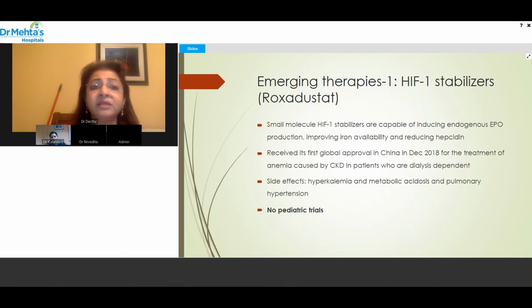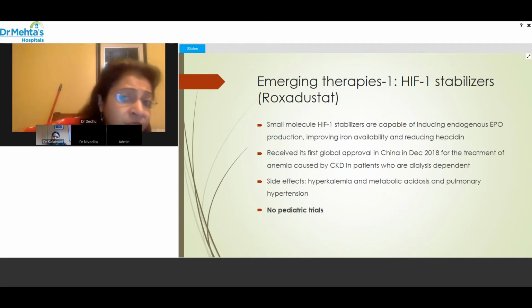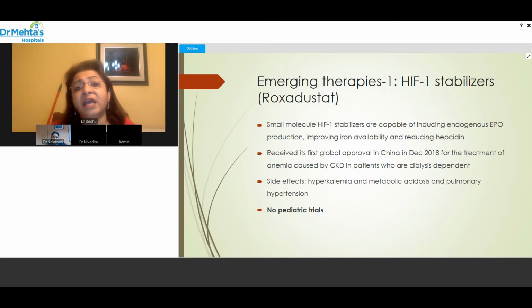This, for me, is sort of the really interesting part of the talk, because there are a lot of emerging therapies that should be in your armamentarium of care of kids with anemia and CKD. The first one is what I had alluded to a little before, called HIF stabilizers. It goes by the name of roxadustat.